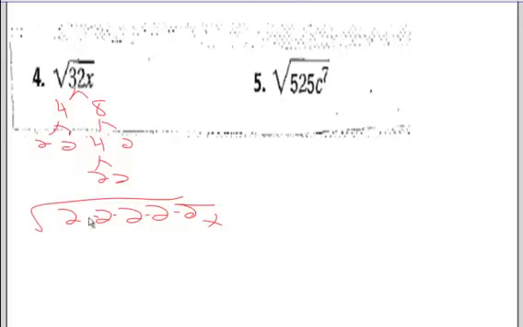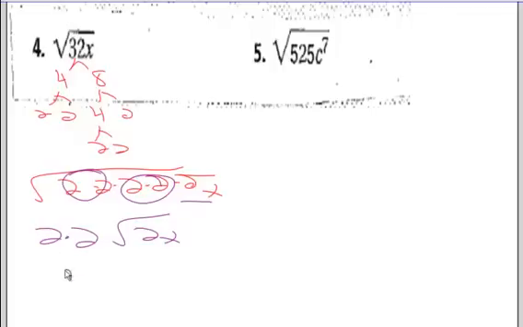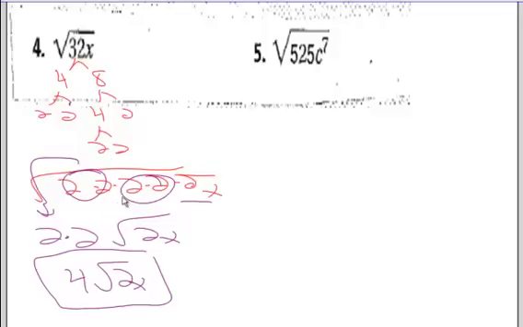I'm going to start looking for pairs. I have a pair of 2's and a pair of 2's. So that's 2 times 2. And what I have left over is the square root of 2x. They did not get a pair. So 2 times 2 on the outside is 4, square root 2x. So pairs went out, and anything on the outside gets multiplied together.